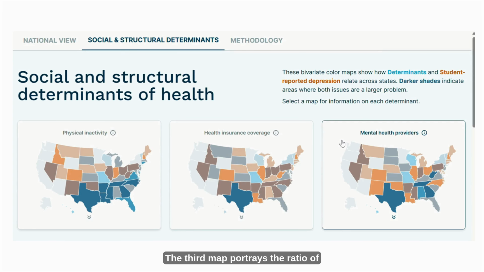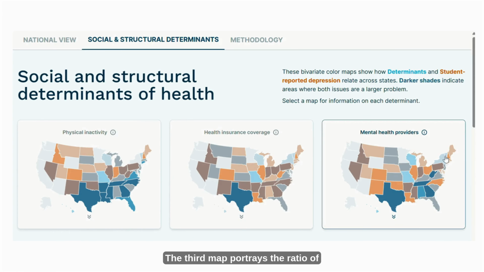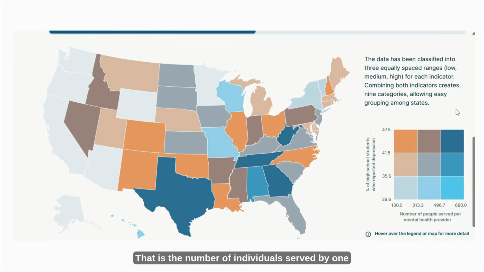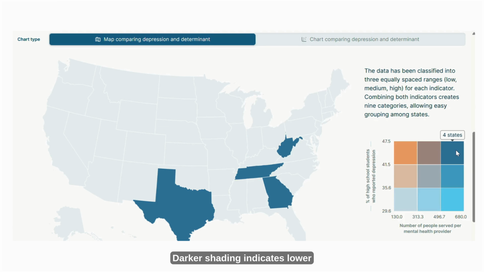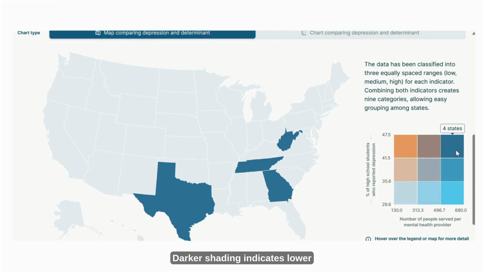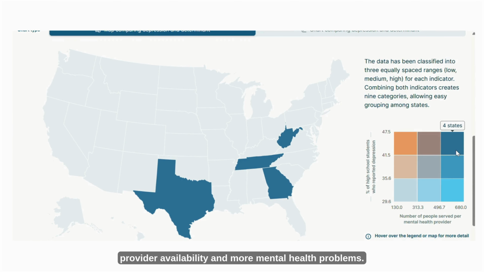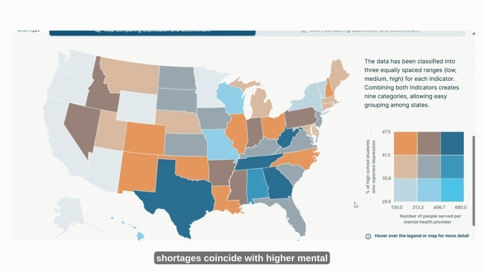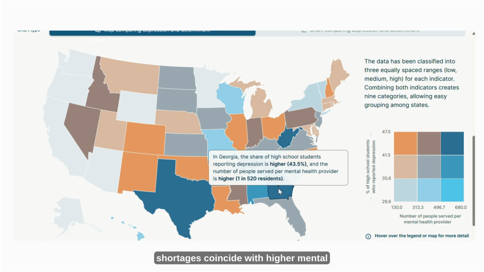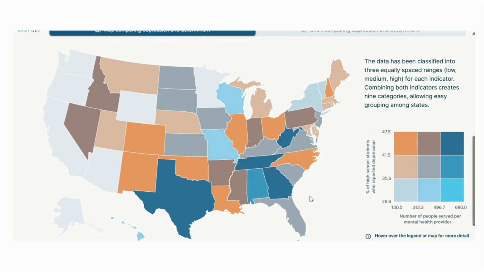The third map portrays the ratio of the state's population to mental health providers, that is, the number of individuals served by one mental health provider in a state, if providers were equally distributed across the population. This can be compared to high schoolers' levels of depression. Darker shading indicates lower provider availability and more mental health problems, enabling users to identify states where provider shortages coincide with higher mental health needs.